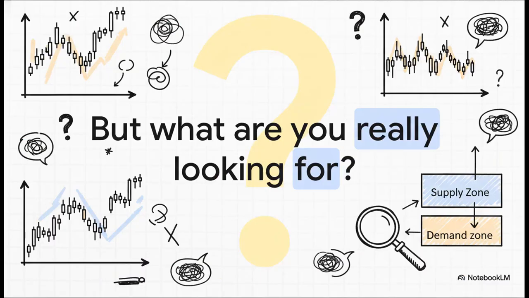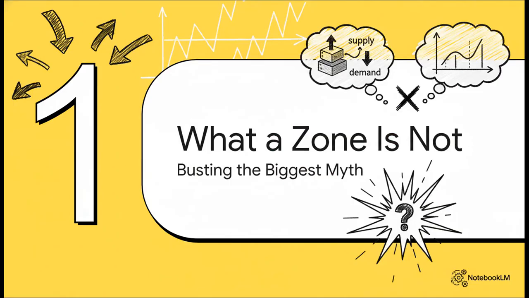Okay, but that leads to the million-dollar question, right? What are you actually looking for on the chart? There's a ton of confusion about this, and frankly, a lot of traders get it completely wrong. So before we even talk about what a zone is, let's bust the single biggest myth about what it is not. So let's get right to it. The most common mistake people make is thinking that supply and demand is just a fancy new name for a concept you're probably already familiar with.